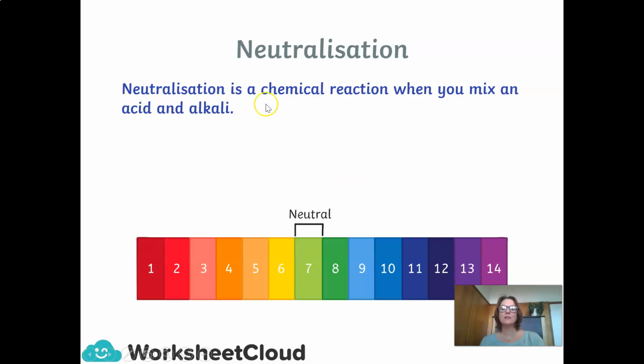So neutralization is a chemical reaction when you mix an acid and an alkali. On our pH scale over here, this is showing our acids. Our neutral is sitting at 7, and anything to the right of the neutral is considered a base. To the left of the neutral is considered an acid. And obviously the stronger acids are here, and the stronger bases are here. And then our acids get weaker, as do our bases.